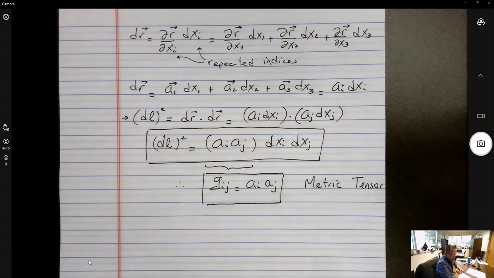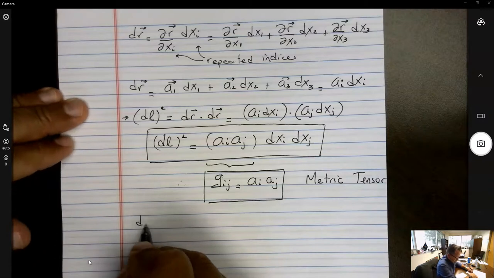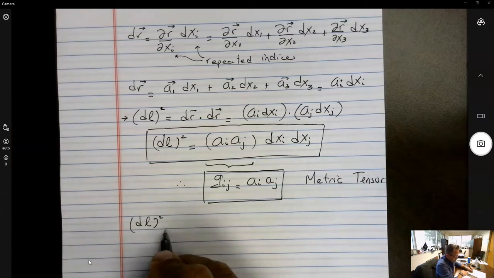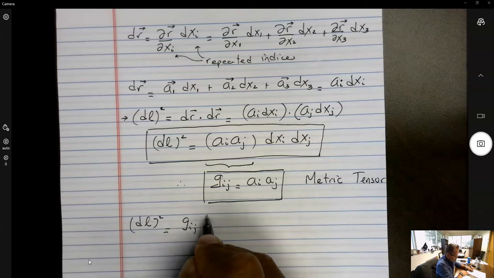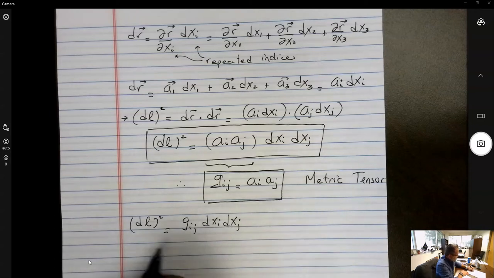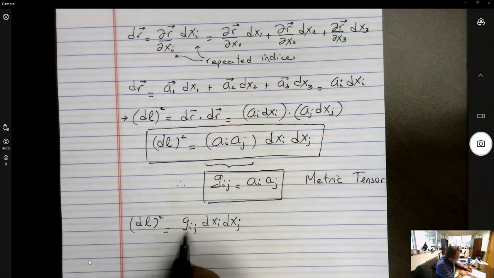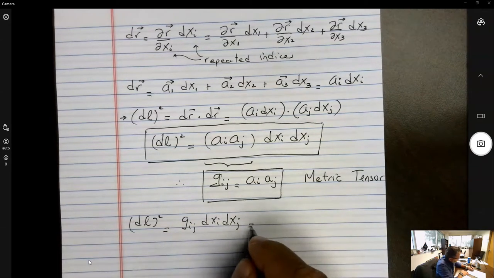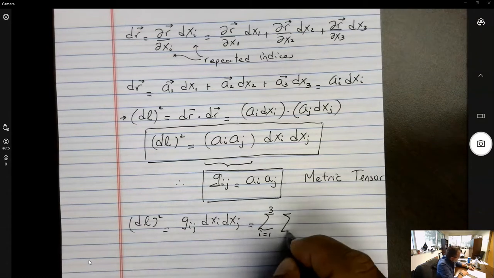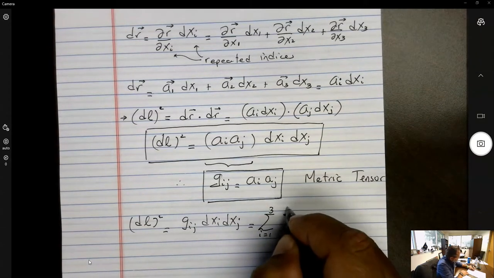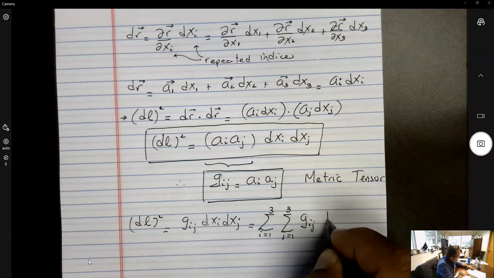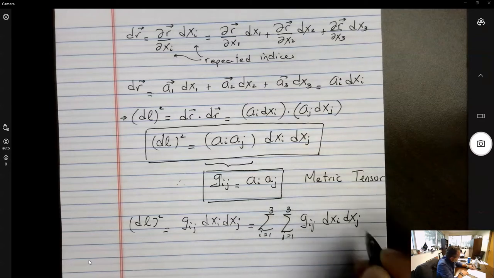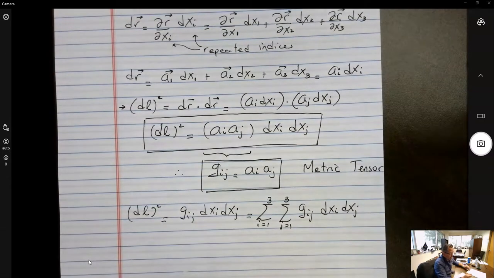So dl squared implies a double summation. So Gij dxi dxj, which is a metric tensor, the square of the differential arc length, implies, because of the two repeated indices, i and j, the summation from i equal 1 to 3 times the summation from j equal 1 to 3 of Gij dxi dxj. Okay, that's it. These two summation signs are implied. So this is a double summation, right?